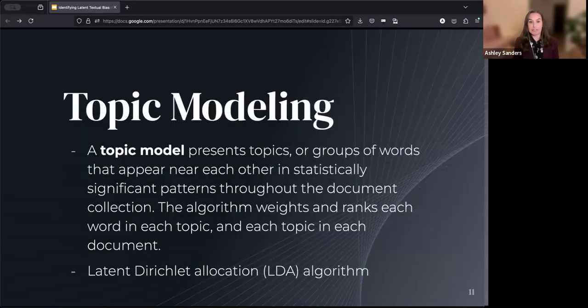So I began with topic modeling because I was curious about this question of themes, and did themes cut across these different ways of telling the history of Ottoman Constantine. So a topic model presents topics, which are groups of words that appear near each other in statistically significant patterns throughout the document collection. The topic modeling algorithm weights and ranks each word in each topic, and then each topic in each document. The specific algorithm I used is one that's commonly used, especially among humanities scholars, to do topic modeling, and that's the latent Dirichlet allocation.